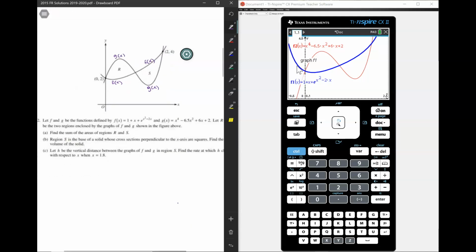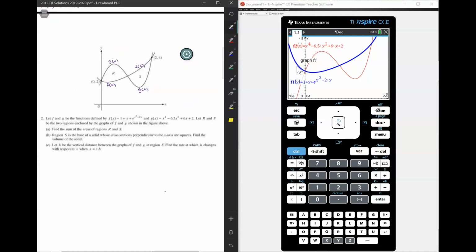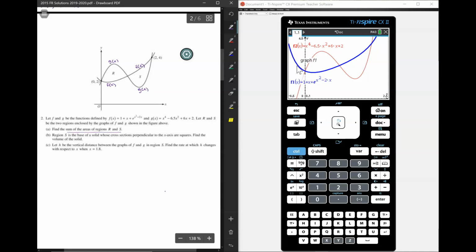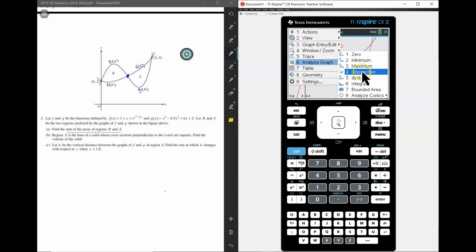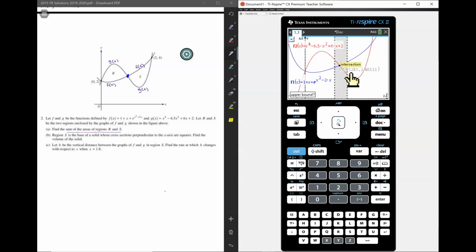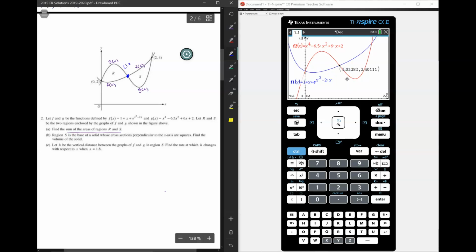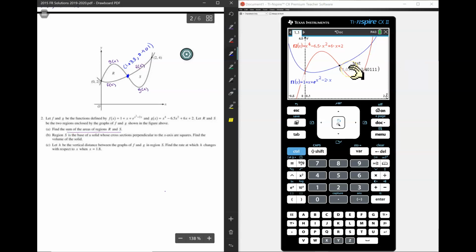Okay, so now it says, let f and g be functions defined as this. Let R and S be two regions enclosed by the graph. Find the sum of the areas of regions R and S. So first, what I need to find is this point of intersection right there. So let me just go ahead and do that. Menu, analyze graph, intersection, and that's that point there. And immediately when I do that, I'm going to write here that that's 1.033, comma 2.401.